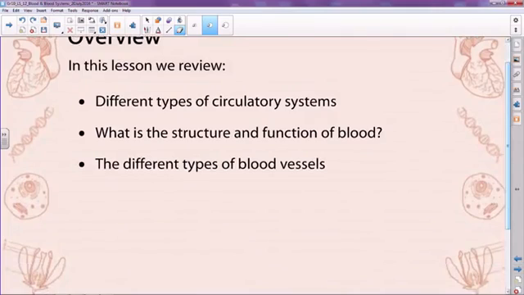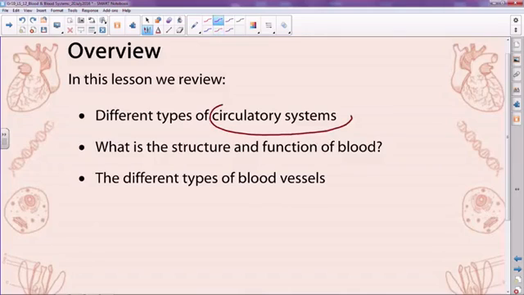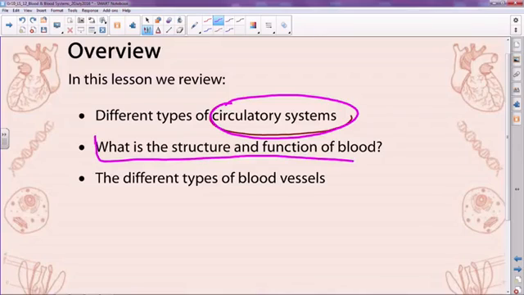So if I have a look at our lessons overview today, one of the things we're going to start off with, very quickly, is looking at the different circulatory systems that an organism can have. Oh, and I've chosen a funny color there. The circulatory systems, you're going to see what I mean. I'm going to talk about an open and closed circulatory system. This section should be familiar to you.